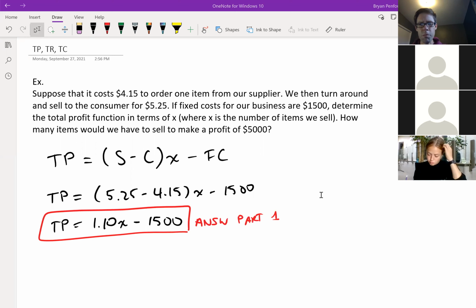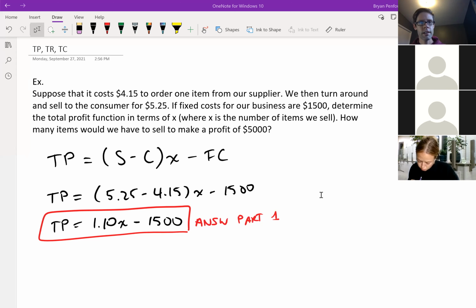So that would be the answer for part number one. This is calculating the total profit function. The total profit function essentially tells us that for each item that we sell, from the point of view of the business, we're bringing in $1.10, and that minus $1,500 deals with this overhead expense that I have to pay eventually. So some of the money that I earn by selling this item is going to go towards paying that fixed cost, and over and above that, all that's kind of like gravy. That's all profit for us.